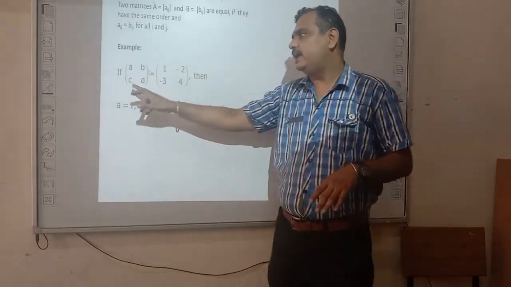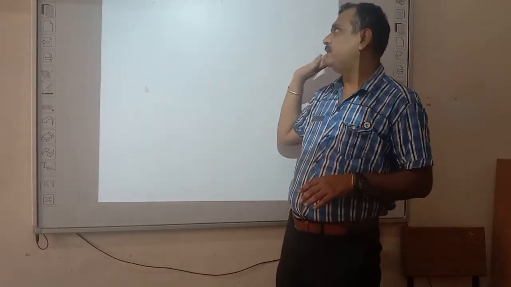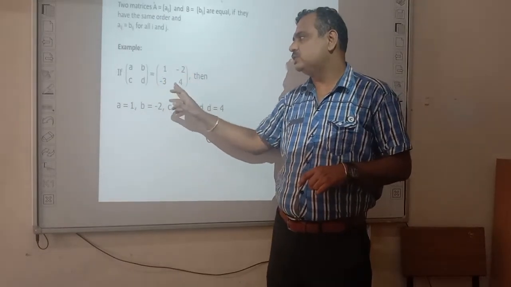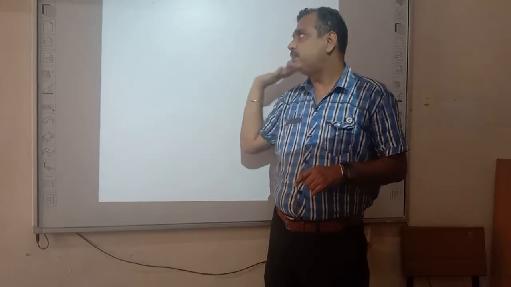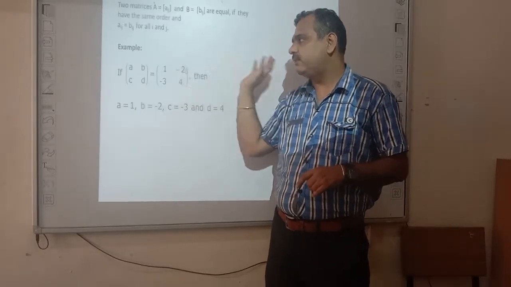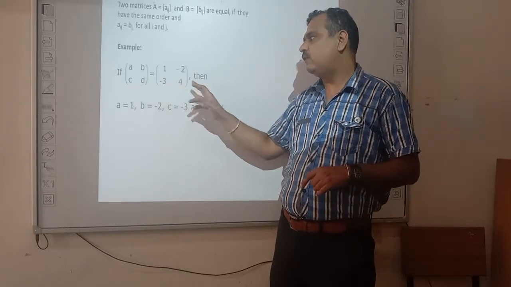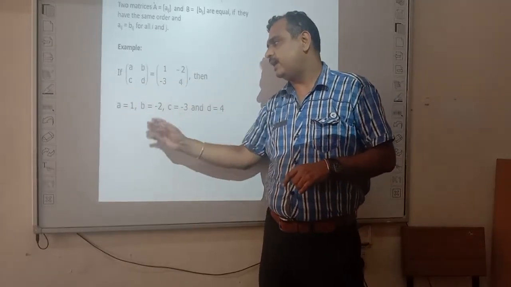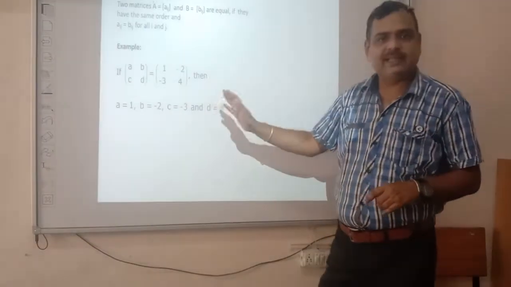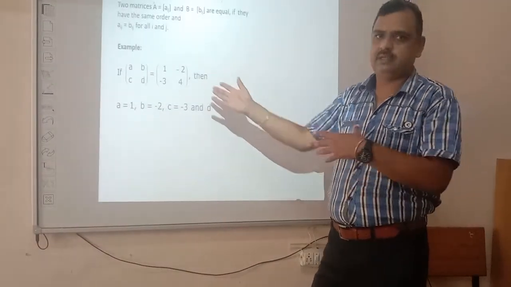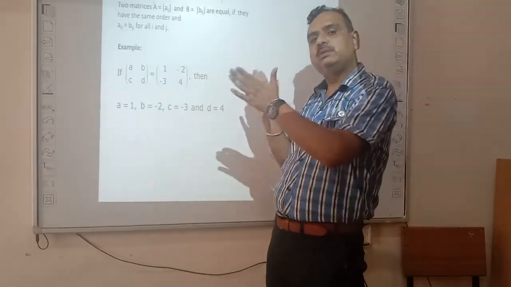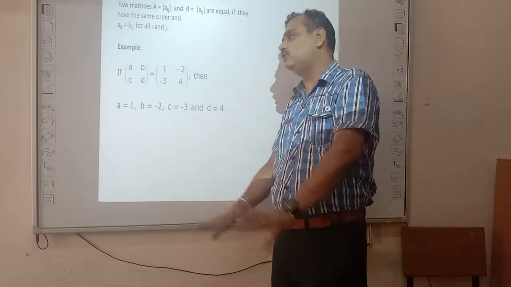Here A, B, C, D are numbers. Please show me the previous slide. Here, and in the second matrix, we have 1, minus 2, minus 3. Then A should equal 1, B equals minus 2, C minus 3, D 4. Then here we have A 1, B minus 2, C minus 3 and D 4. So these are equal matrices. We are talking about equal matrices, so the numbers in the same positions have to be the same in the other matrix as well.